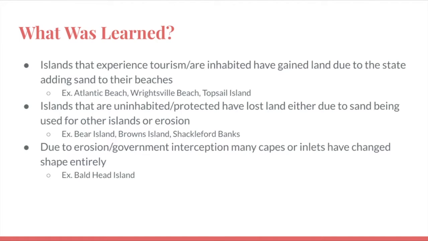Islands that experience tourism or are inhabited have gained land due to the state adding sand to their beaches. Examples include Atlantic Beach, Riceville Beach, and Topsail Island. Islands that are uninhabited or are protected have lost land either due to erosion or sand being transferred from other islands. For example, Bear Island, Browns Island, and Shackelford Banks. Due to erosion or government intervention, many capes or inlets have changed shape entirely. For example, Baldhead Island.